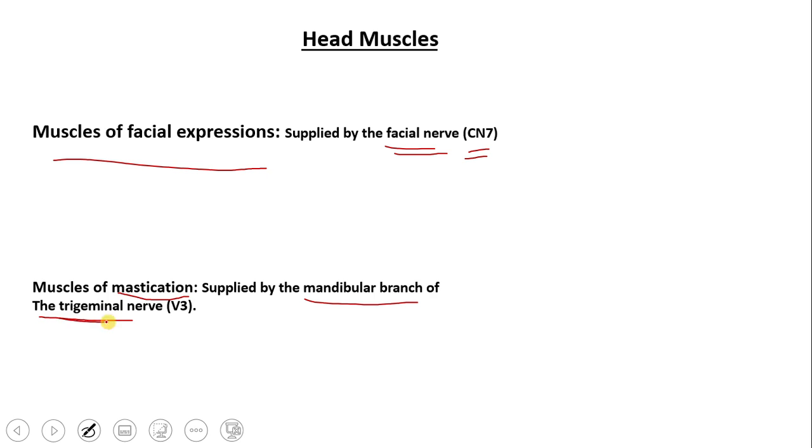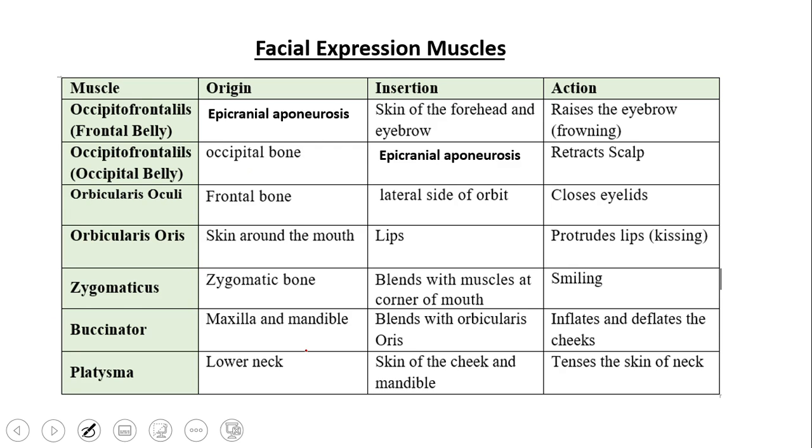The mastication muscles are supplied with the mandibular branch of the trigeminal nerve. So from its name, tri, meaning the nerve that has three branches, its third branch goes to the mandibular region to supply the mastication muscles, which is V3. V is 5 in Latin, 3, it's the third branch of the trigeminal. Let's first begin with the facial expression muscles.